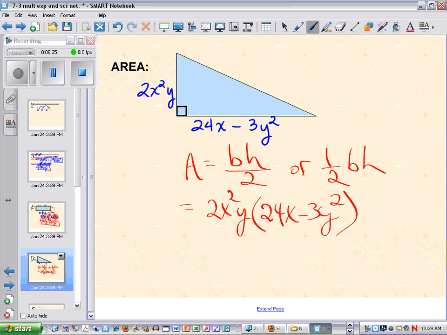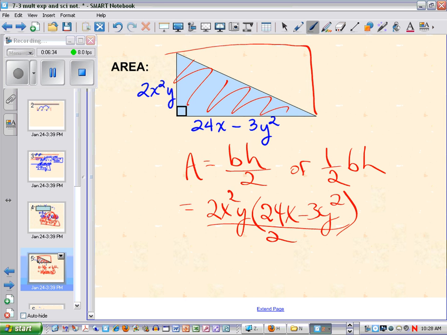Okay. It's the same numbers we had last time. It's just now, instead of having the full rectangle, we only have half of it. So it should be the same as our answer on the previous problem, but half of that. So we've got 48x cubed y minus 6x squared y cubed divided by 2.